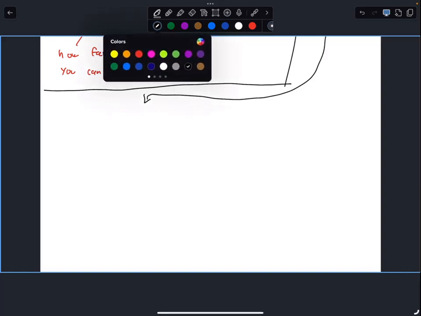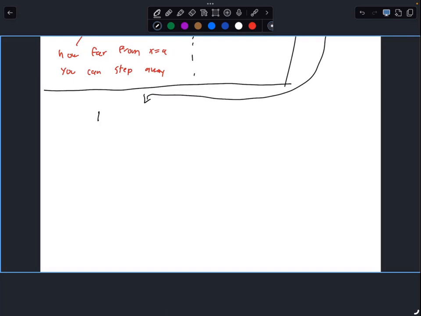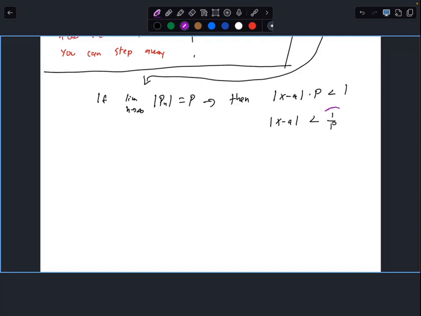So, if this is true, if the limit as n approaches infinity of the absolute value of p sub n is equal to p, then the absolute value of x minus a times p must be less than 1, which means that the absolute value of x minus a must be less than 1 over p. And so it turns out, and I'm going to show you another way of doing this, but this is the radius of convergence.